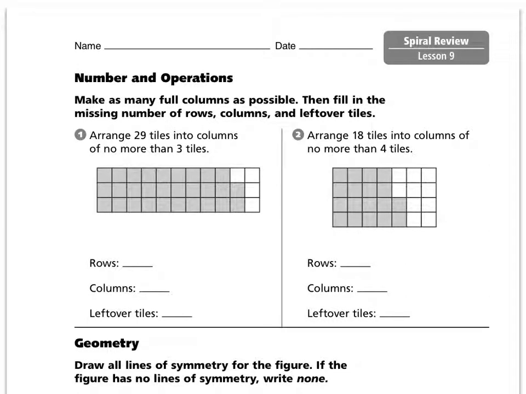Let's look at Chapter 4, Lesson 9 review. Make as many full columns as possible. Then fill in the missing number of rows, columns, and leftover tiles.